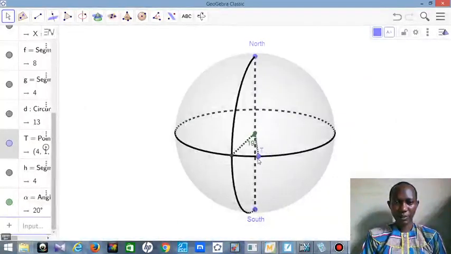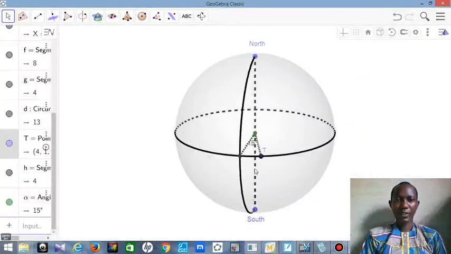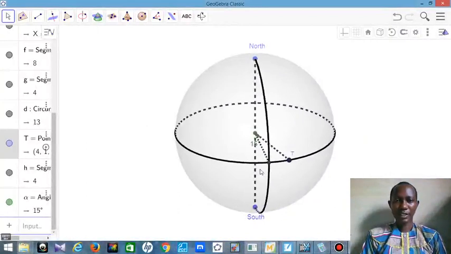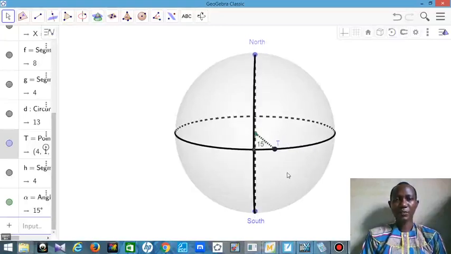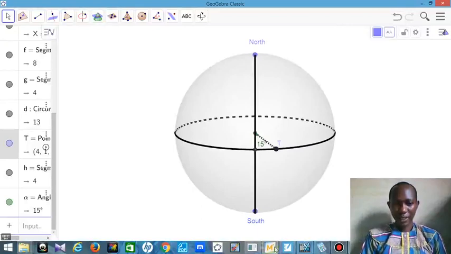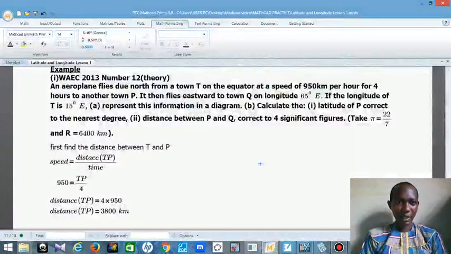Okay, 15 degrees east. So that is it. So let's label it there. So this is the angle towards east. Okay, so we are in order now. Let's keep interpreting the other place.